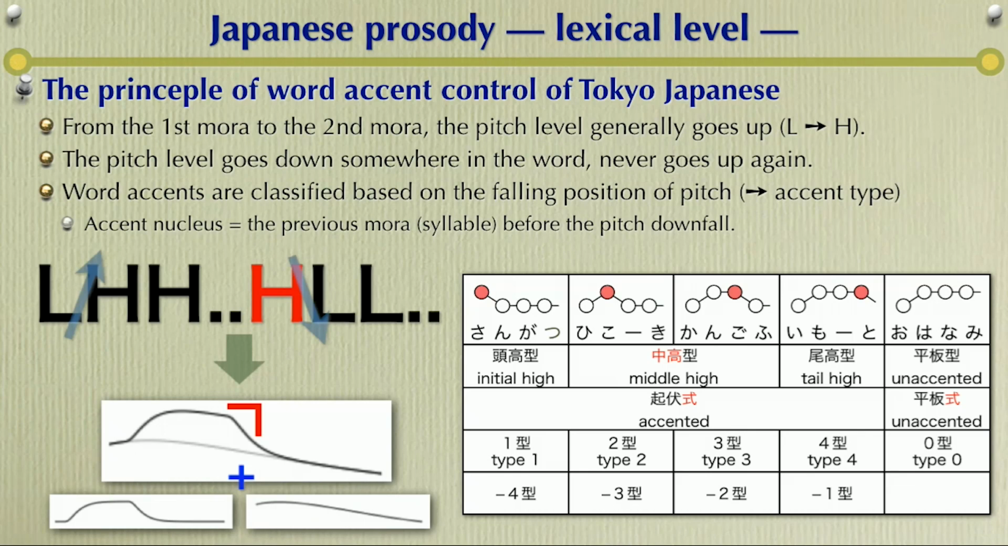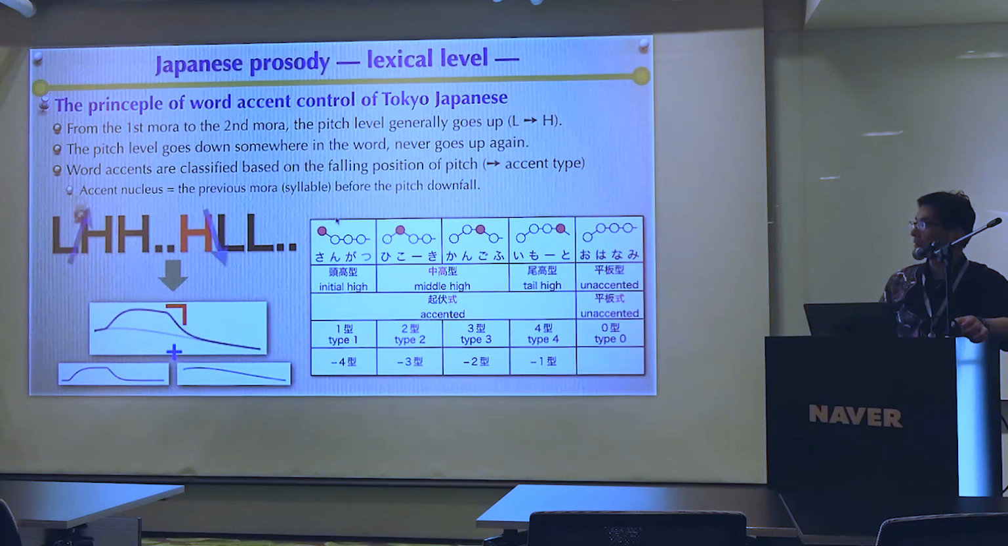Like English, Japanese has word accents, lexical accent. But differently from English, the Japanese lexical accent is based on pitch accent. So this is the principle of Tokyo Japanese lexical pitch control. First it goes up, low to high, and keeps high, and somewhere it drops. This is the baseline principle.